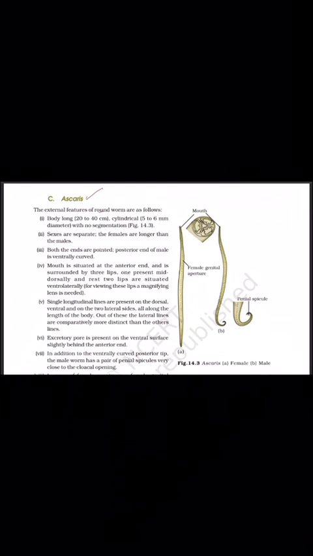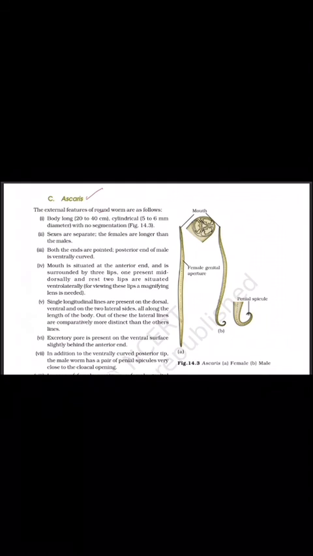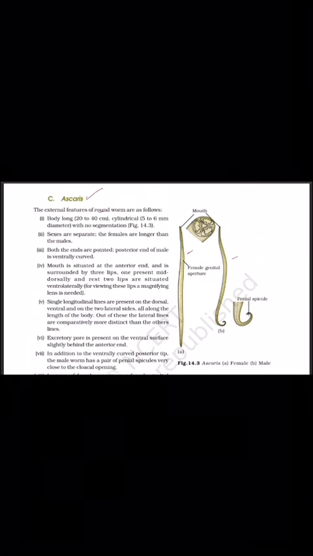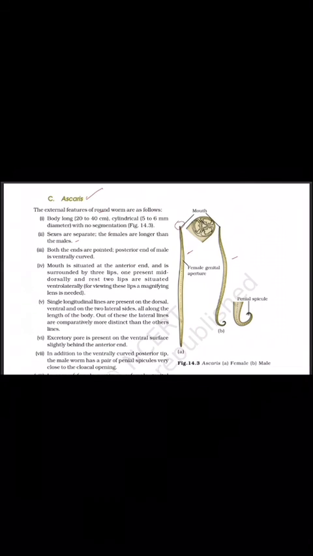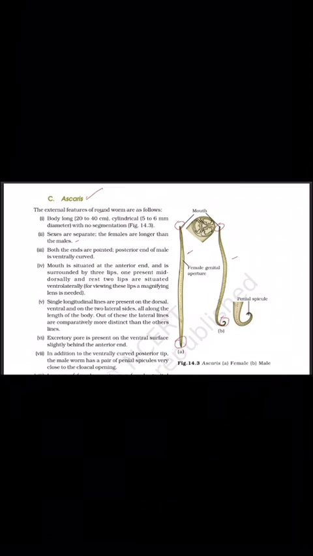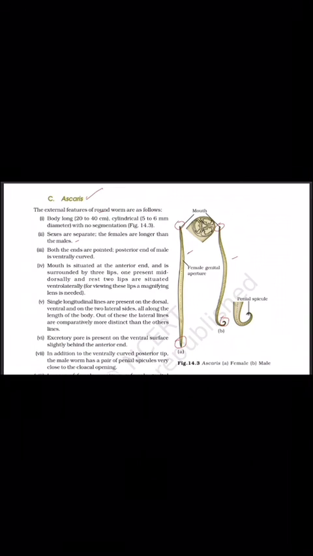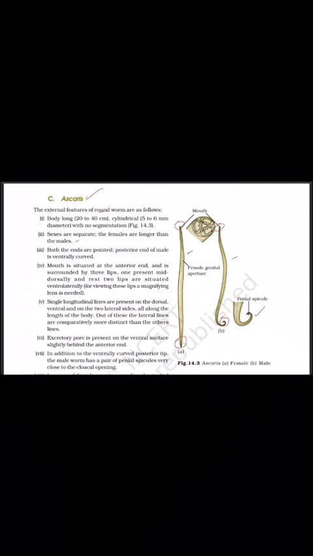Sexes are separate, as you are seeing, male and female. Female is lengthy, male is short. Both the females are longer than the males. Both the ends are pointed, as you are seeing. You can see anterior as well as posterior areas are pointed. Posterior end of male is curved. Look at this curvature in the male. You can see the curvature.